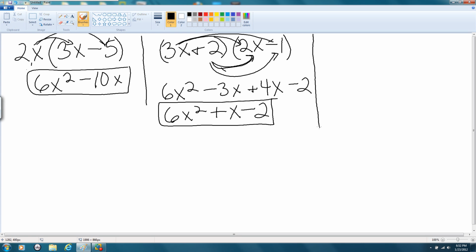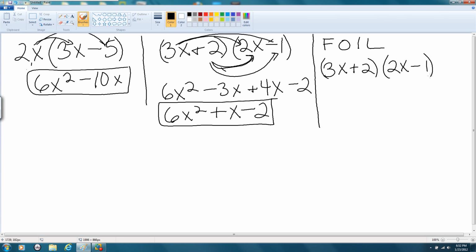This method is called FOIL. It stands for first, outer, inner, last. And so let me show you what that means. We have 3x plus 2. Again, I'm just doing the same one. And 2x minus 1.